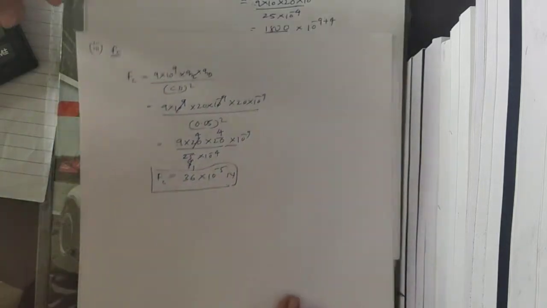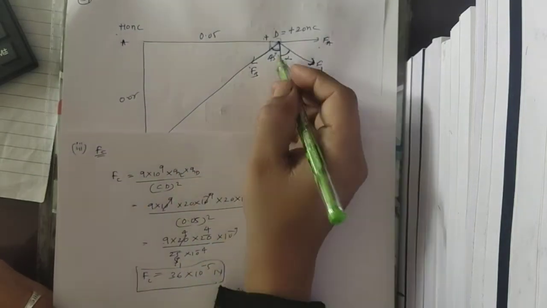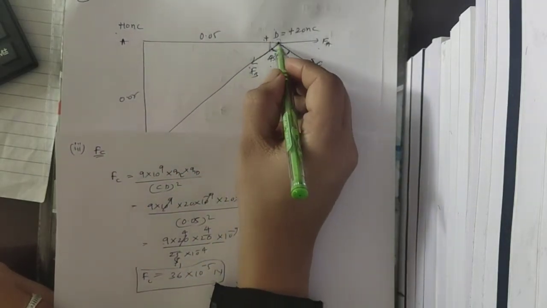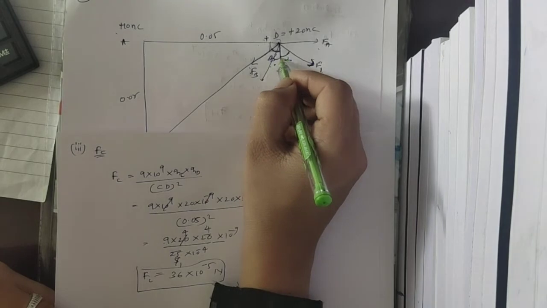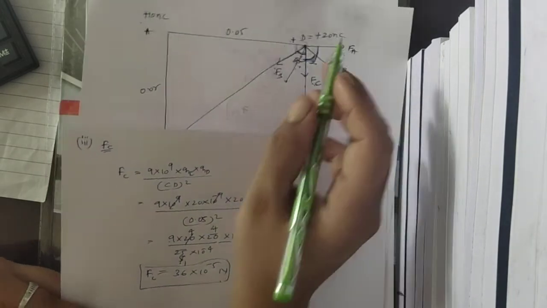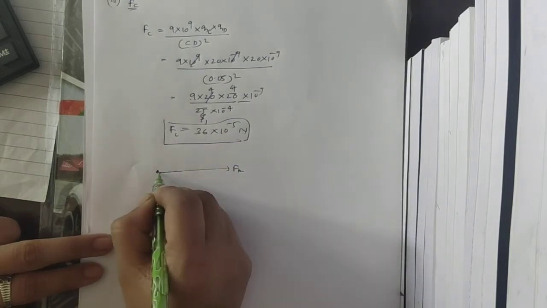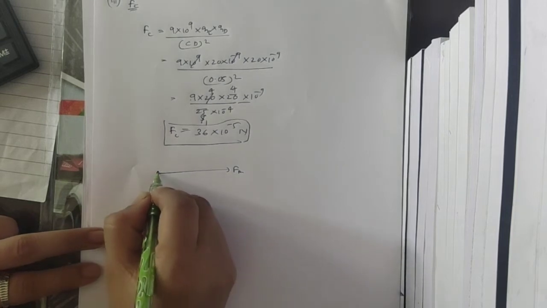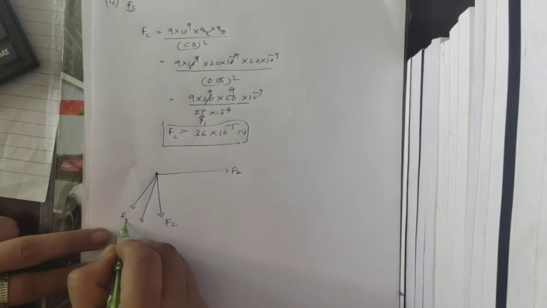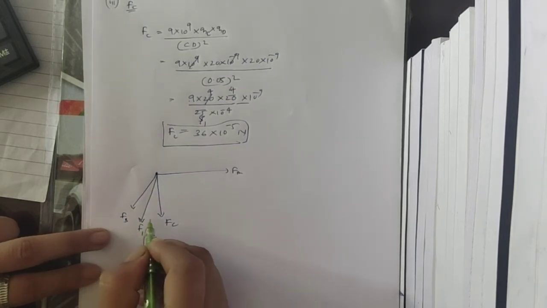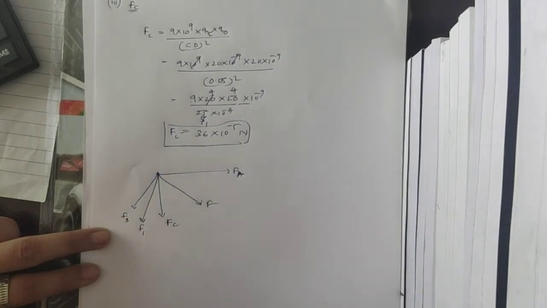Now here FB equals FC. FC and FB are the same, so their resultant bisects, then 45 half is what? So this angle will come and this will be 90 degree, so we can do it easily. This is FA, this is FC, and this is FB. FA and FC are the same. So we will find the resultant of FB and FC as F1, and now we will find the resultant of F1 and FA, that is somewhere here, that I take as F.